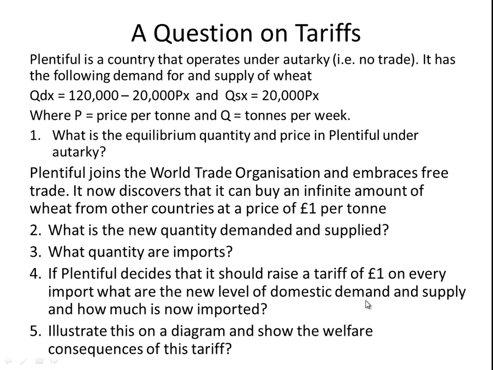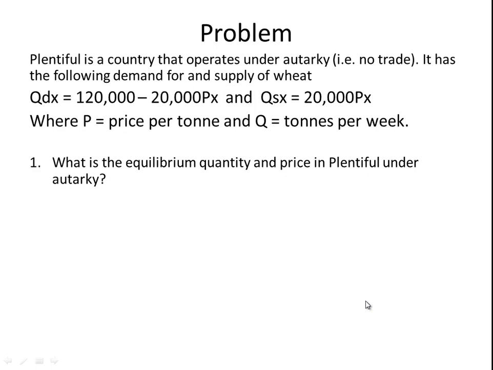Okay, so let's look at this particular question then. So here's the problem again. We have our demand curve and we have our supply curve. So the first question is, what is the equilibrium quantity and price in Plentiful under autarky?